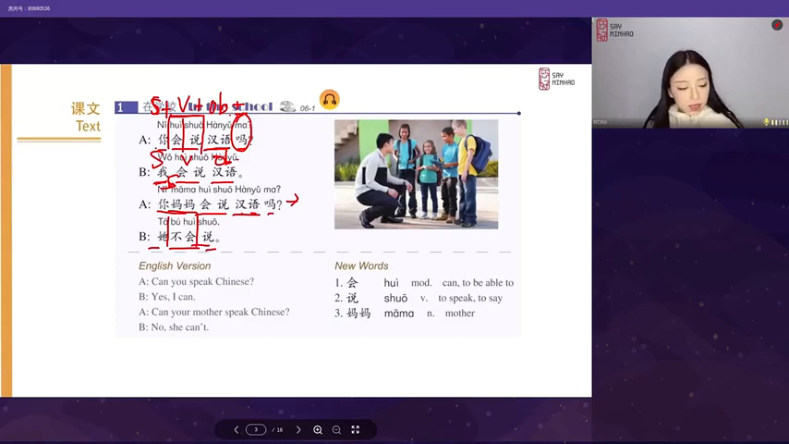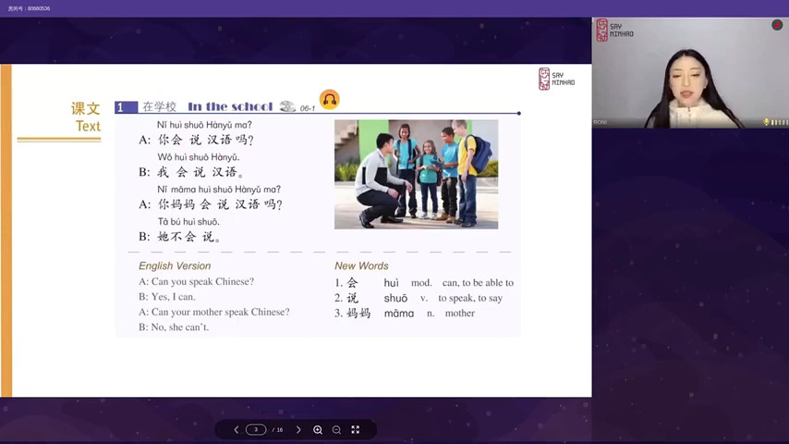Okay, now let's try to read it from the start. Okay, read after me. 你会说汉语吗? 我会说汉语. 你妈妈会说汉语吗? 她不会说. Okay, now let's try to read it in rows.